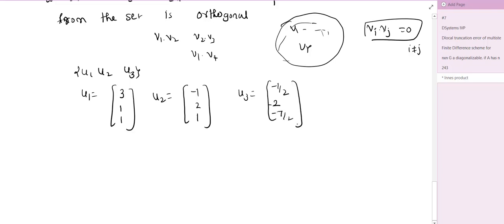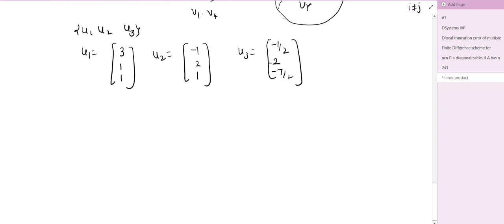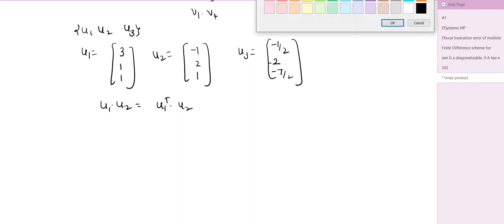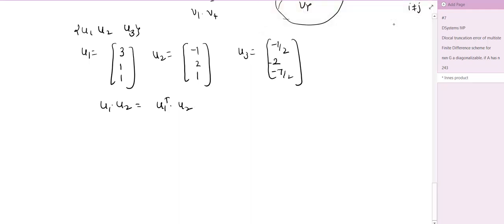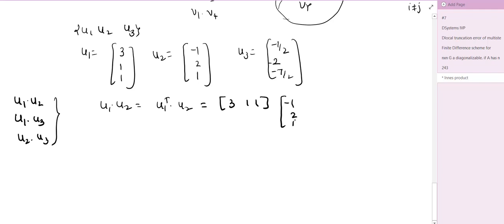For that, let us consider first u1 dot u2, that is u1 transpose into u2, because the different possibilities of the vectors, as we are discussing, are either u1 dot u2, or u1 dot u3, or u2 dot u3. These are the three possible distinct pairs of vectors. So this is nothing but (3, 1, 1) into (-1, 2, 1), which is equal to -3 plus 2 plus 1, which is equal to 0.